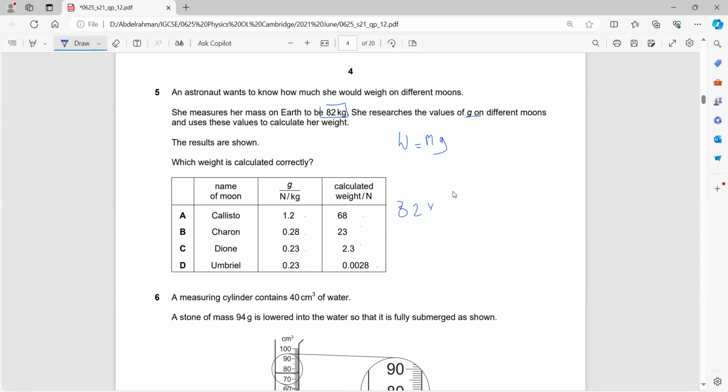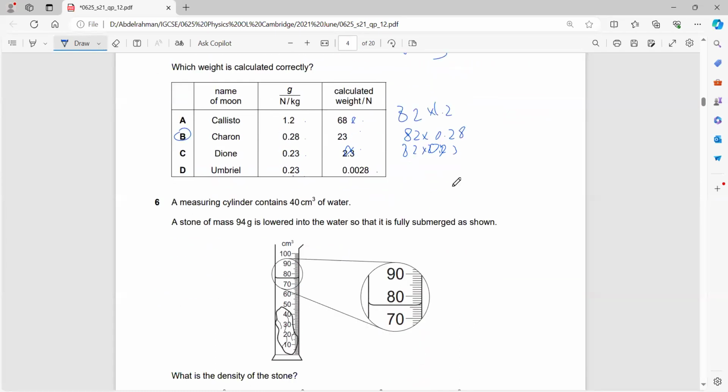So for each g, we'll just calculate weight equals mg. 82 times 1.2. I don't think it would be 68. It needs to be greater than 82. 82 times 0.28. I guess this seems to be correct. If you calculate 82 times 2.3, no, this would be wrong. Sorry, 0.23. This would be wrong. And then again, 82 times 0.23, this would also be wrong. So it is B. Yes, it is B.